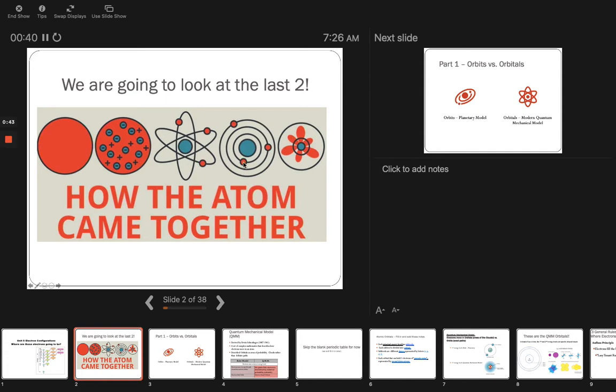Now, both of these models are pretty useful, but the Bohr model and its way of looking at the electrons in the atom has limitations, and therefore was not used in modern theory, but it does have some things that help us understand the modern theory, and so we are going to talk about it for a minute.